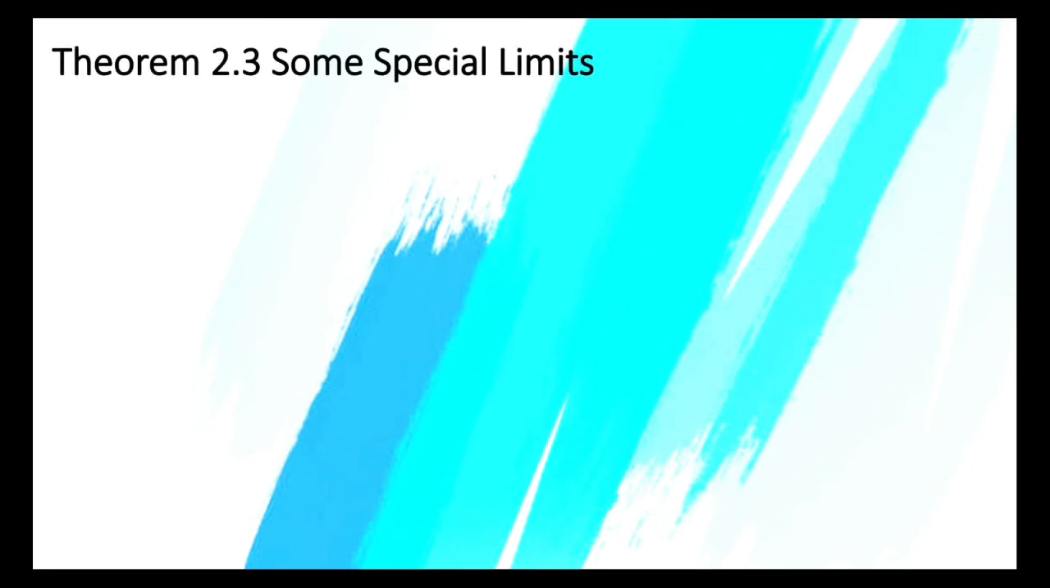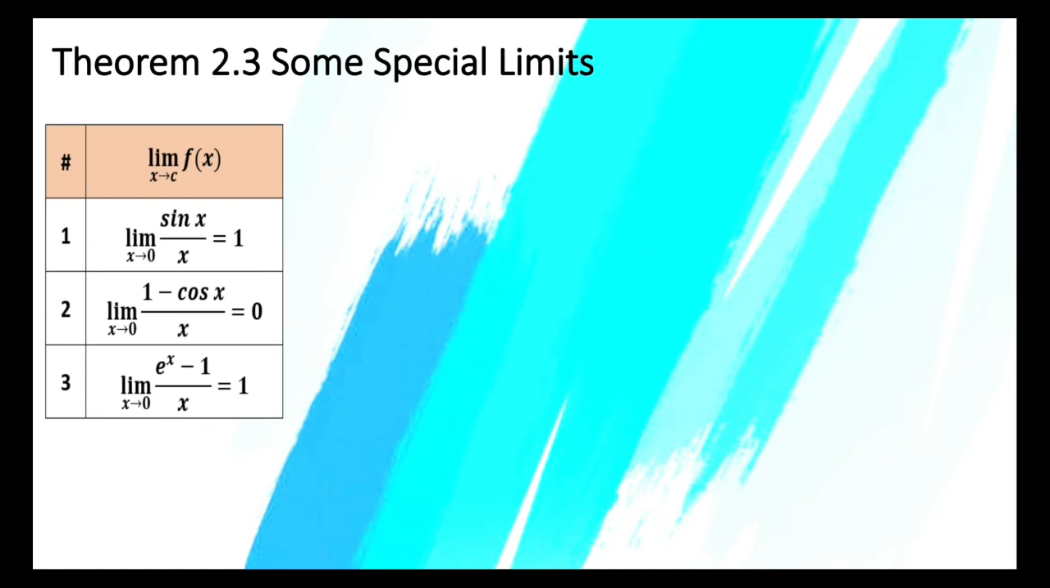Okay, so some special limits. The limit of sine x over x as x approaches 0 is 1. The limit of 1 minus cosine x divided by x as x approaches 0 is 0. And the limit of e to the power of x minus 1 all over x as x approaches 0 is 1.